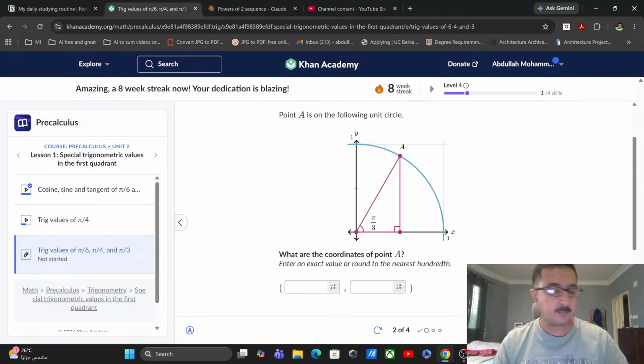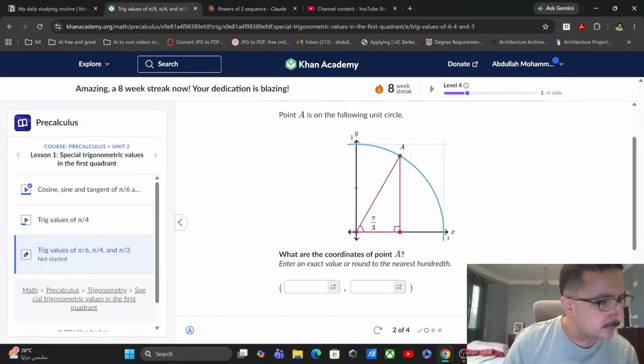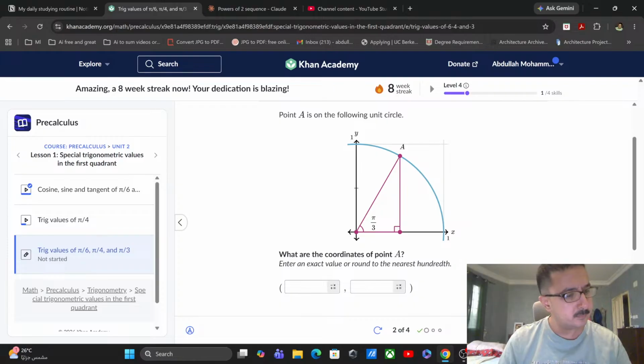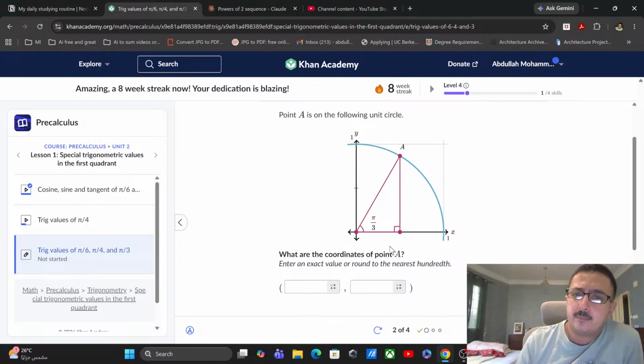Next question. Okay. What are the coordinates of point A? Point A, this is point A. So I need the x and y. I need the x and y. And the x and y are the cosine and sine. So it's the same angle. This is pi over 2, and this is pi over 6.